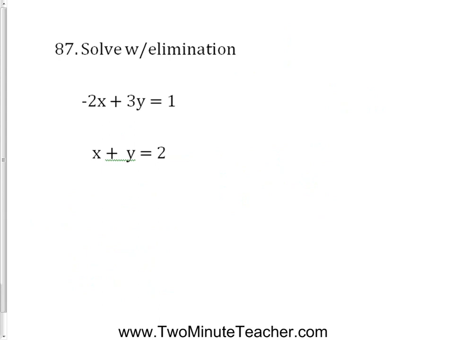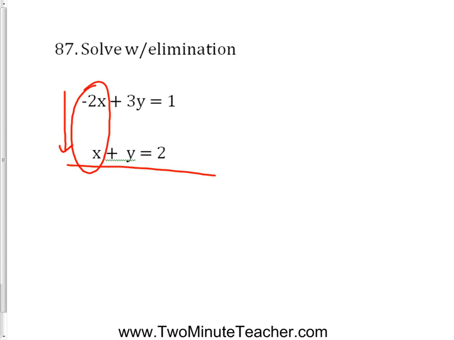All right, next one is solve with elimination. Elimination is just a different way to get an answer to these problems, and it basically means you line them up, you put them in standard form with x first and then y and then a constant. And here's x and y and then a constant. I've got them lined up, and I want to make it so that when I combine these two straight up and down, like adding them together, one of their variables will cancel out and be gone.